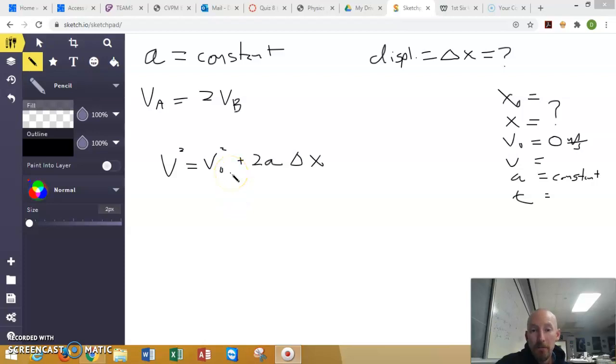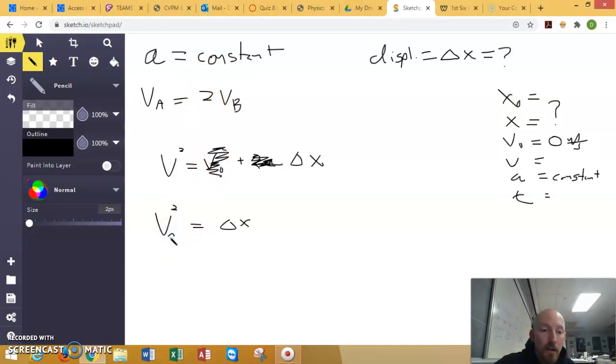Now, for one thing, I'm going to take a look at this and try to decide what are the things that I don't need, what are the things that either drop off, go to 0, or are constant. They both start from rest, so my initial velocity is gone. For both cars, accelerations are constant. And this 2 is the same for both cars. So really, if I have this equation, I can do this twice, one for car A, one for car B. Those things are all constant, right? So what I can say here is that my velocity squared is proportional to the displacement, okay? So velocity of A is double the velocity of B.